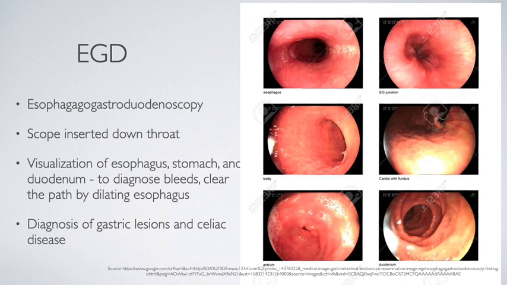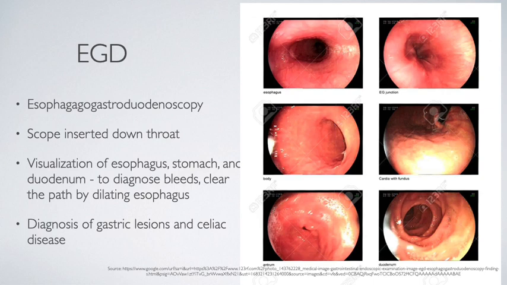The EGD is used in the upper GI system. It visualizes the esophagus, the stomach, and the duodenum. But beyond that, once you get down into the small intestine, you start having issues viewing anything, and this is commonly used to diagnose anything in the upper GI bleed area, gastric lesions, and it can also be used to diagnose celiac disease. I'm not exactly sure what they're looking for with celiac disease, but that's what it's used for.